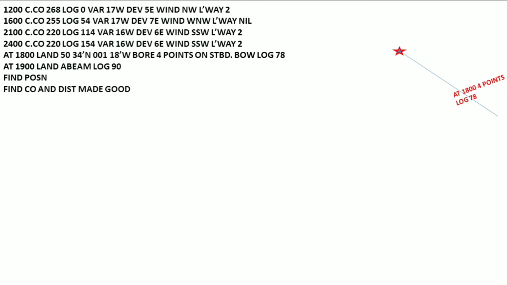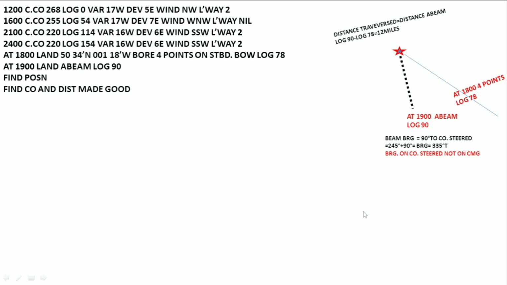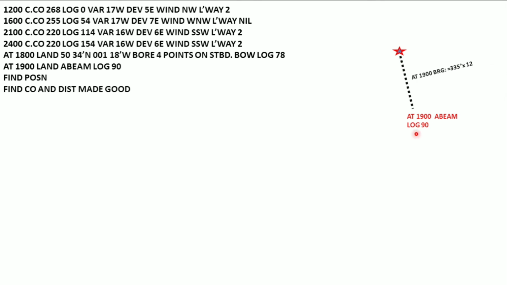So this is 45 degrees when it gave me 4 points. Then at 1900, it has given me that it is a beam. The question is of doubling the angle on the bow. As I said, the distance covered between these two bearings would be the distance off. So at 1900 hours, I know now the bearing as well as the distance off, and I can find out this position if I have to.